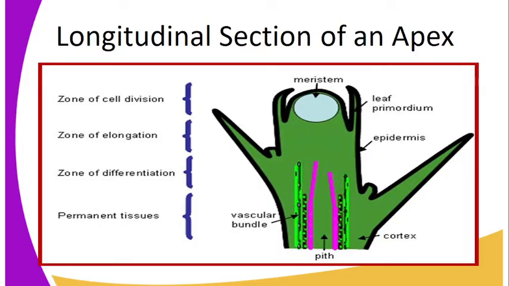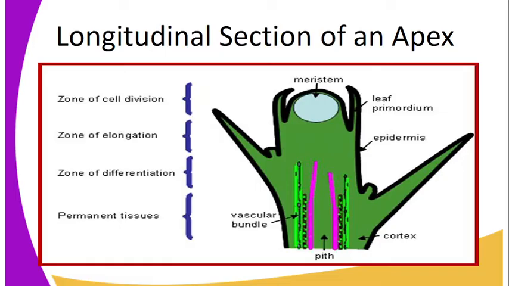So let's look at the longitudinal section of an apex. At the meristem, that's the zone of cell division, the cells divide mitotically and hence increase in number.